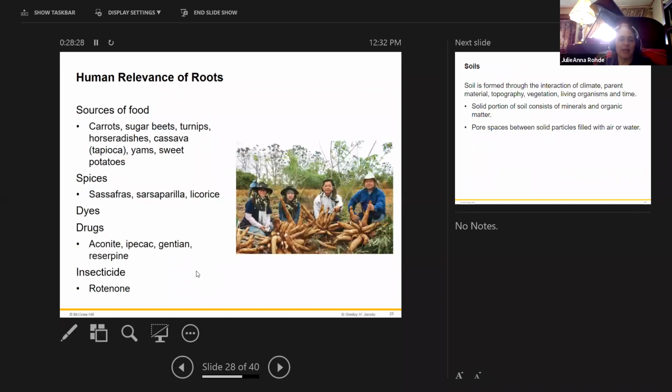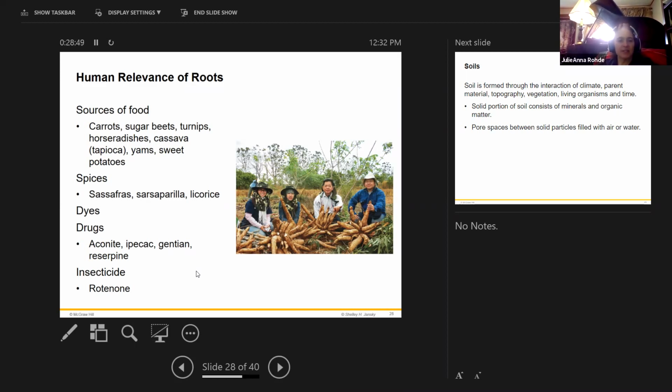Okay. And of course, the relevance to us is we use a lot of these roots for food. So our root crops are carrots, sugar beets, turnips, horseradishes, cassava, which is what we get tapioca from, yams, and sweet potatoes. There is a difference. Okay.